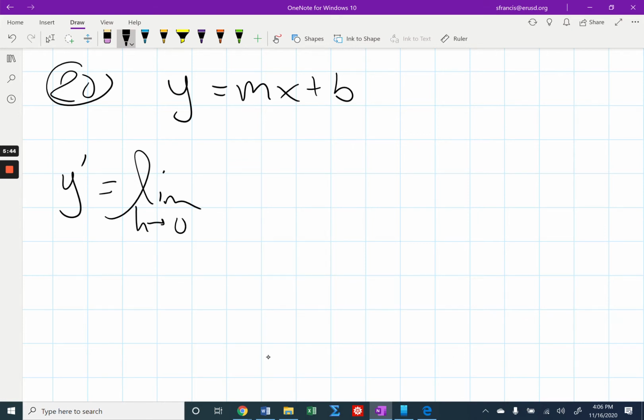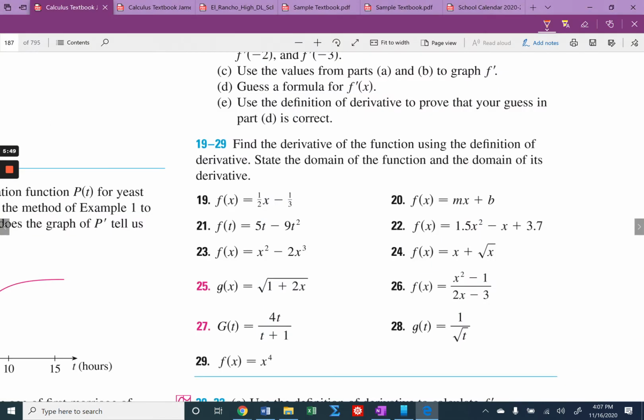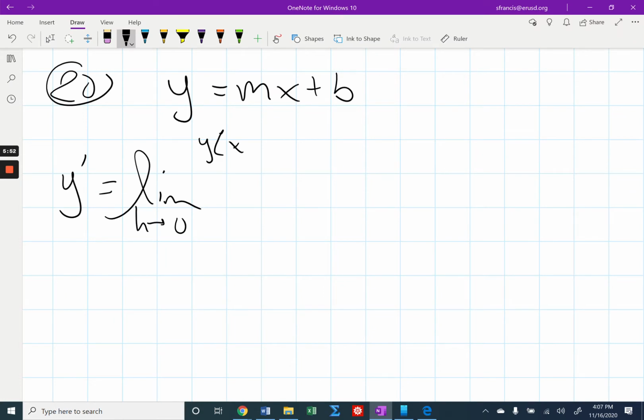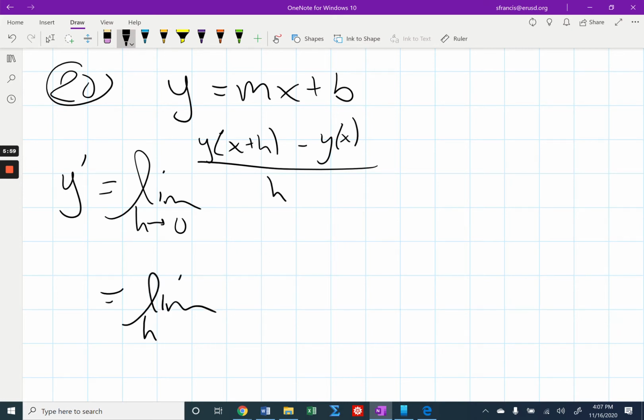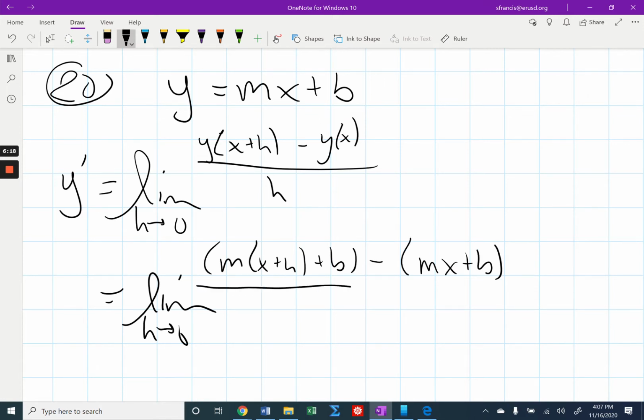So, of course, this is going to be, are we doing this at a specific point, or just using the definition? So it's going to be y of x plus h minus y of x over h. I'm not going to do much more work with you on this one. y of x plus h is m times x plus h, plus b. That's the y of x plus h part, minus y of x, mx plus b, all divided by h.